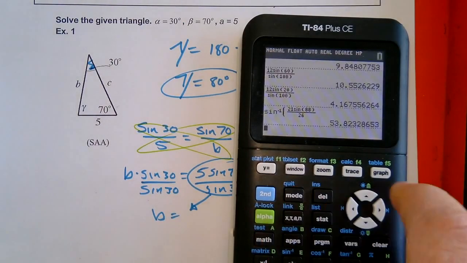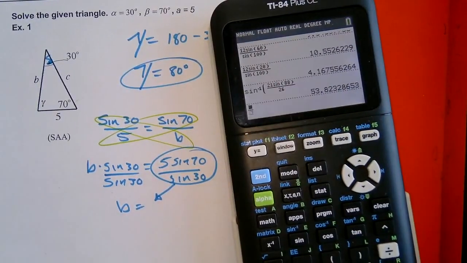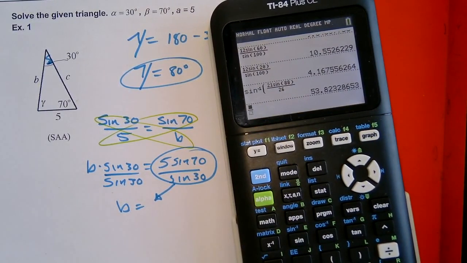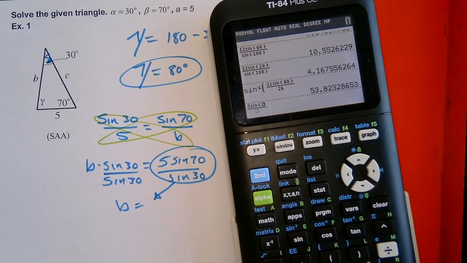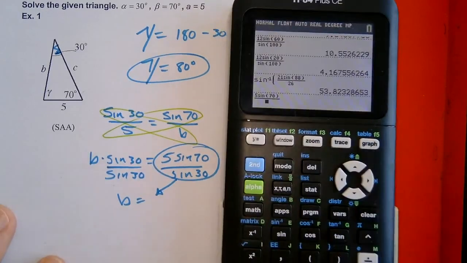So I'm in the right spot here. Now I like to use alpha y equals number 1, or alpha link if you have the new updated calculator. That way it has a nice fraction. So I'll do 5 sine of 70, close it, and then divided by the sine of 30.